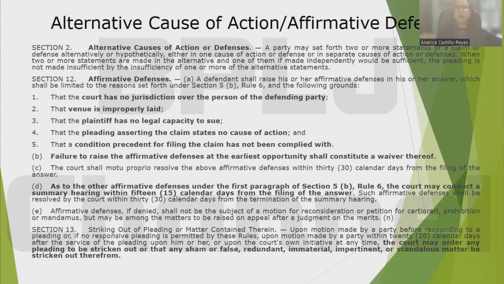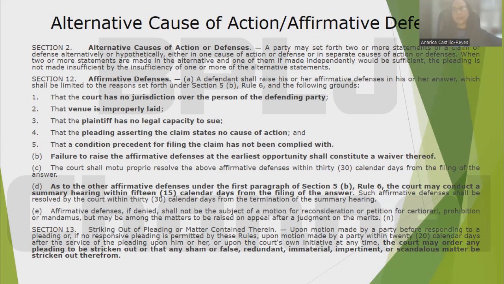Okay. Now we go to affirmative defenses. Affirmative defenses, okay, is what makes the answer a complaint in itself. Okay? Because in affirmative defenses, even the pleader, even hypothetically admitting that the claim of the plaintiff is true, it would not prosper because of the affirmative defenses that the pleader is invoking. What are these affirmative defenses?